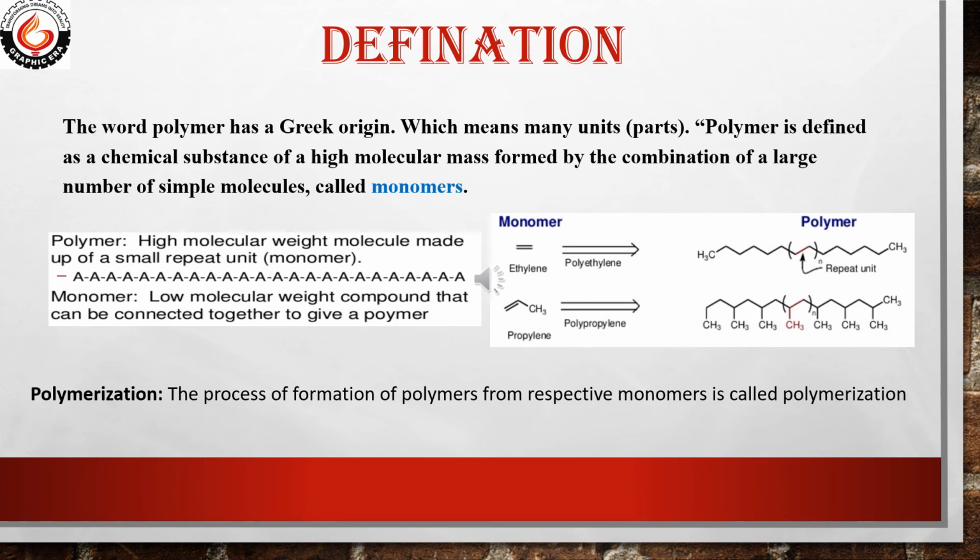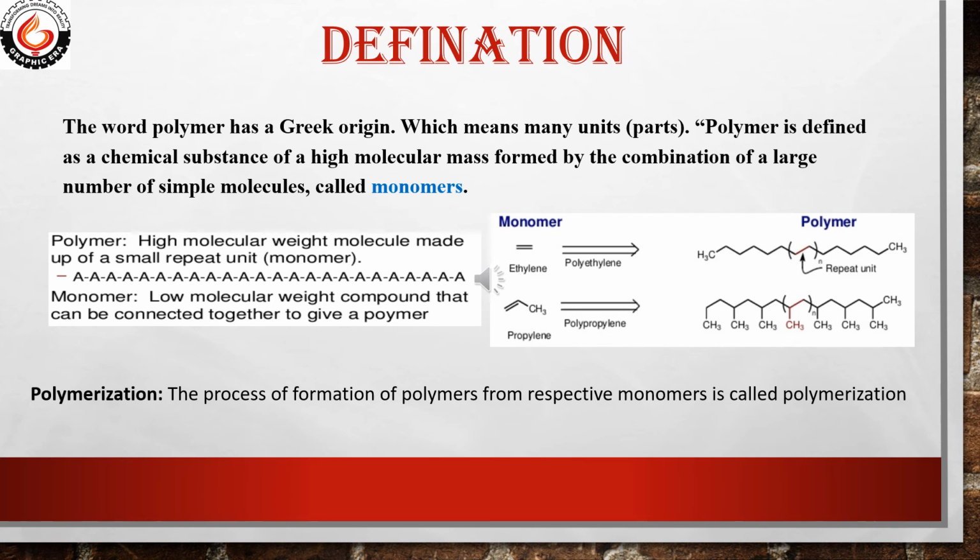Definition. The word polymer has a Greek origin where poly means many and mers means units. So the polymer is defined as a chemical substance of a high molecular mass formed by the combination of a large number of simple molecules called monomers. By the definition, polymer is a molecule which has a high molecular weight and is made by the repeating of many small units.